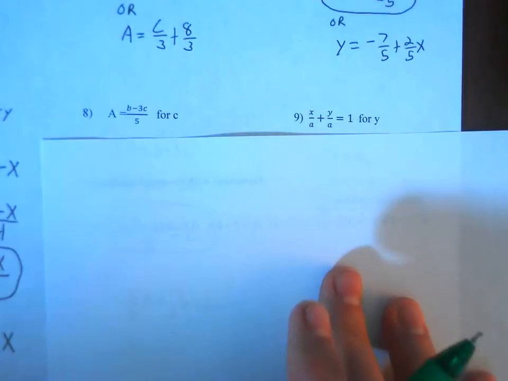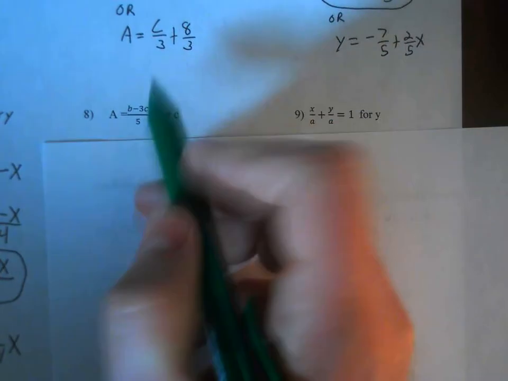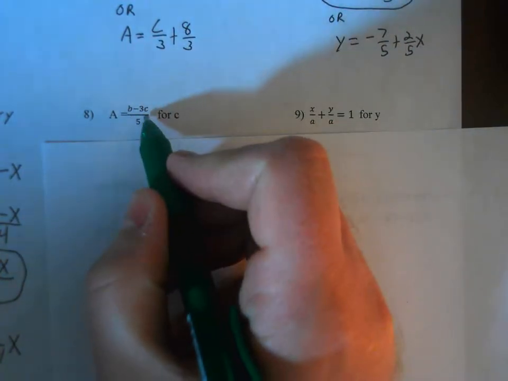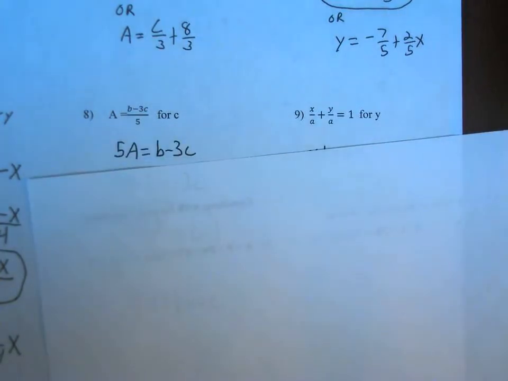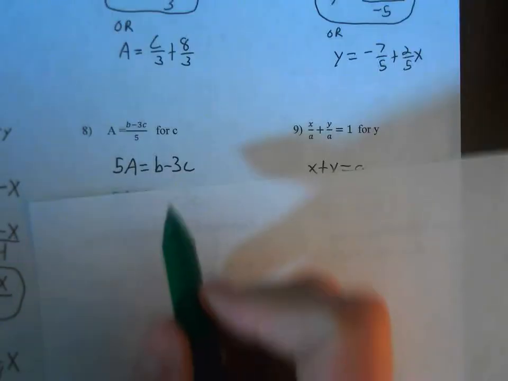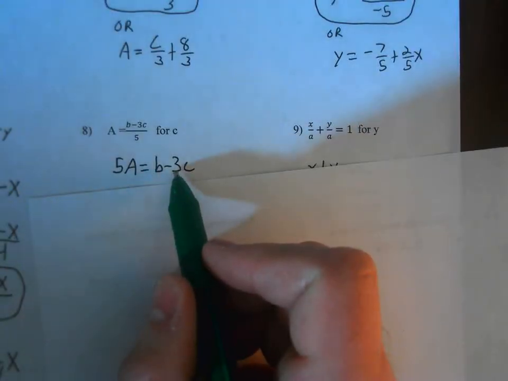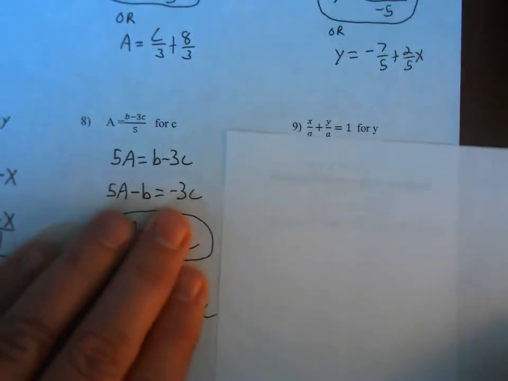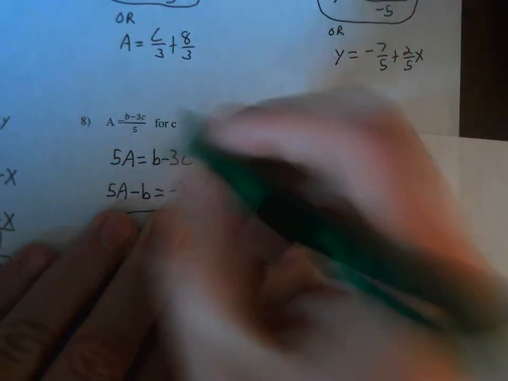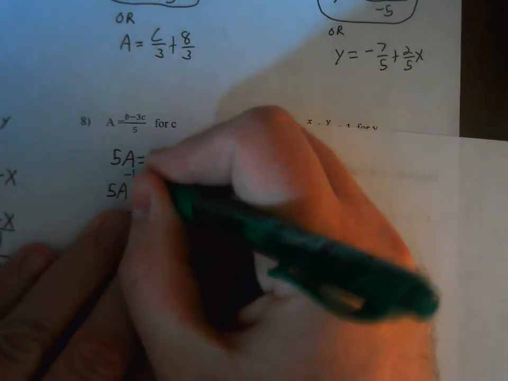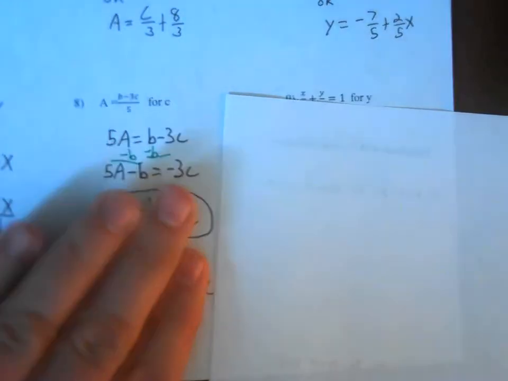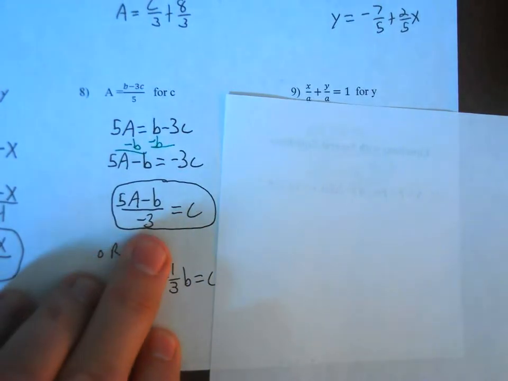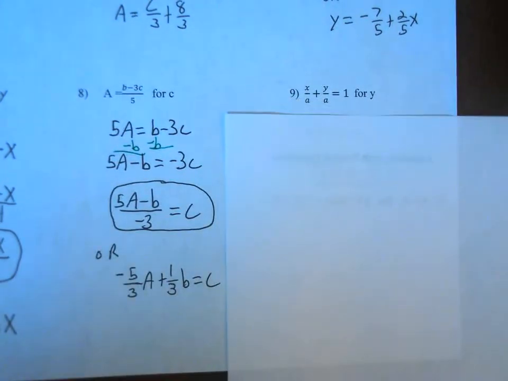Okay, and then for 8 and 9, to solve for c here, you want to get rid of the dividing by 5. So multiply by 5, and that gives you 5a equals b minus 3c. And then to get c equals, you need to get rid of the b, and then get rid of the negative 3. So to get rid of the b, subtract b from each side. So minus b, minus b. And then get rid of the negative 3 by dividing by negative 3. Okay, and again, there's the 2 different ways you can write that.